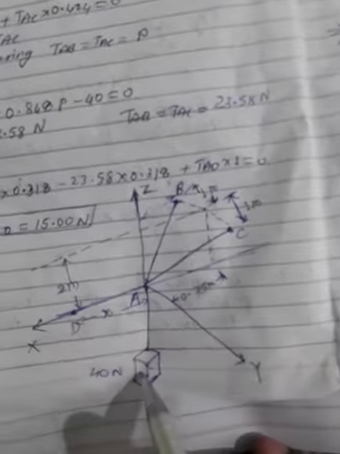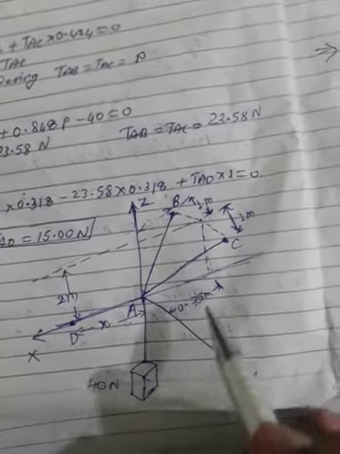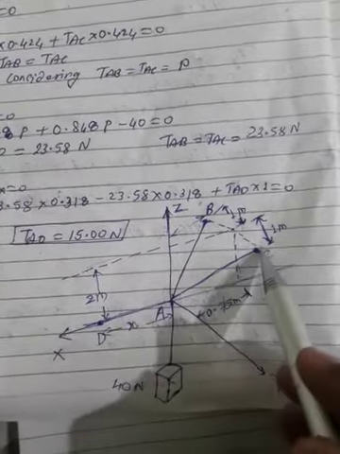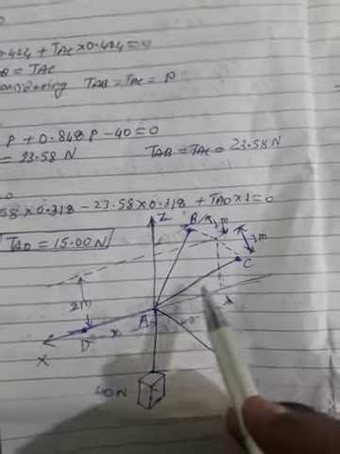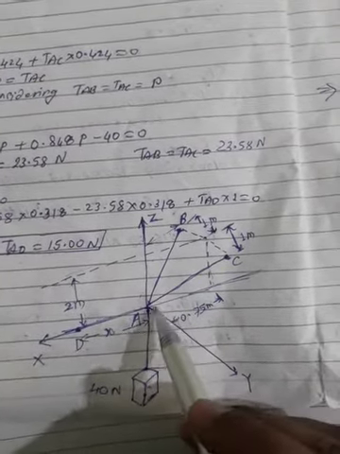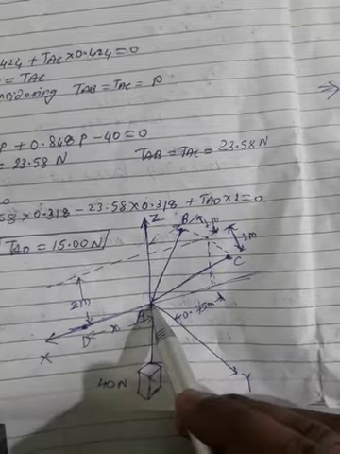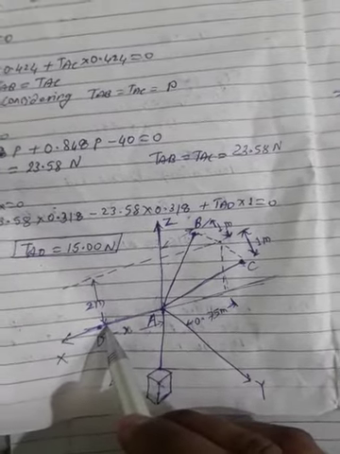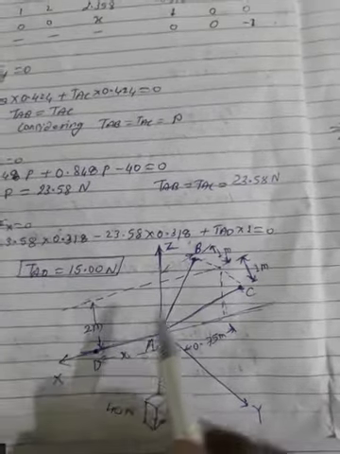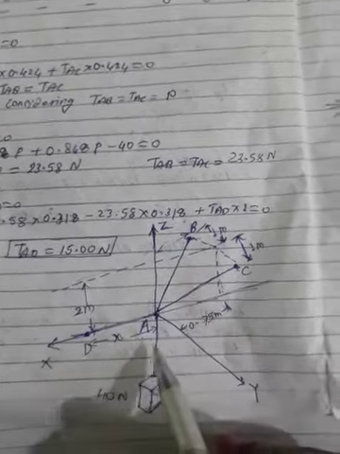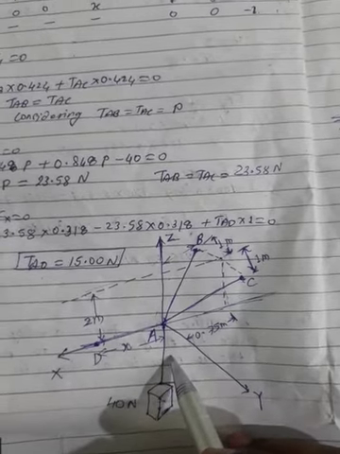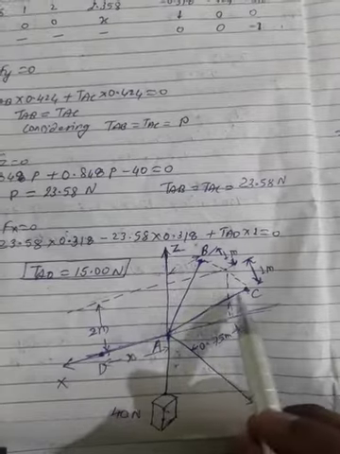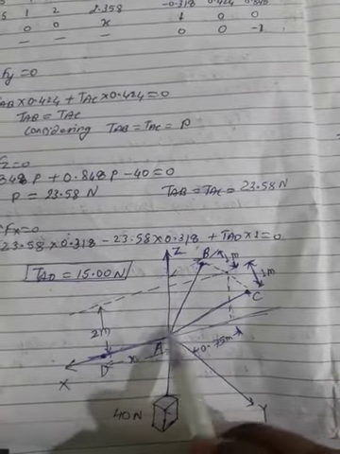So I am showing the figure here. There is a 40 Newton crate supported by the cables AD, AB and AC. For that crate you have to calculate the tension developed in the members AB, AC, AD. Initially we follow the same procedure as we have discussed in the earlier video. Initially I am going to find out the coordinates of the points A, B, C, D.